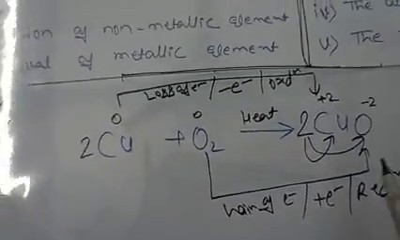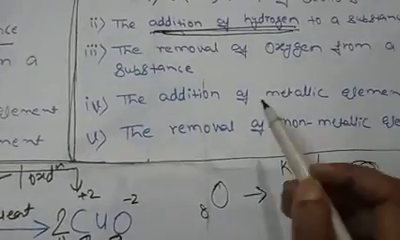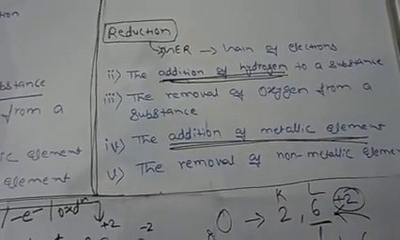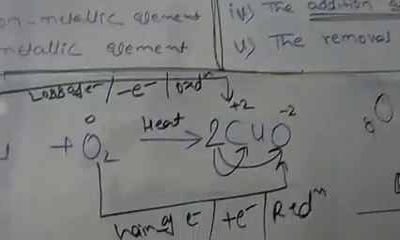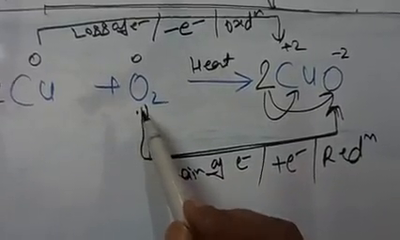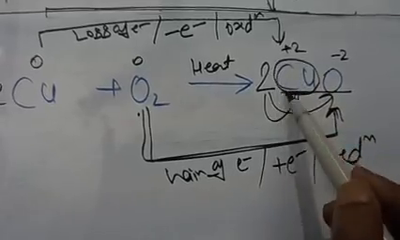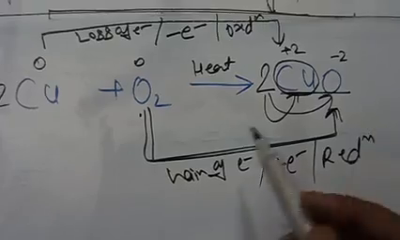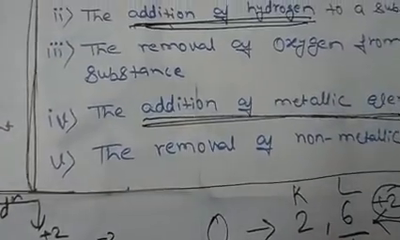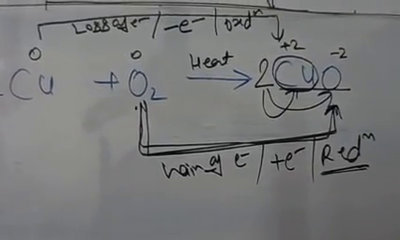Now the fourth and fifth point I want to discuss here. You can see the fourth point: the addition of metallic element is called reduction. Here it is the addition of metallic element. Here it is oxygen, and now it is becoming copper oxide. So copper is now adding with oxygen and making a compound, copper oxide. So the addition of metallic element is called reduction. So here it is reduction. It is clear to you.